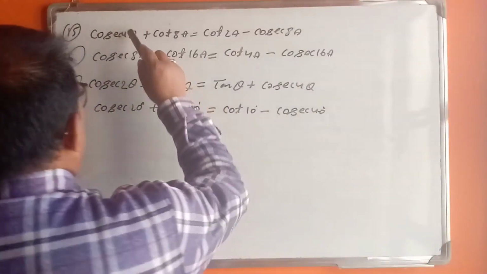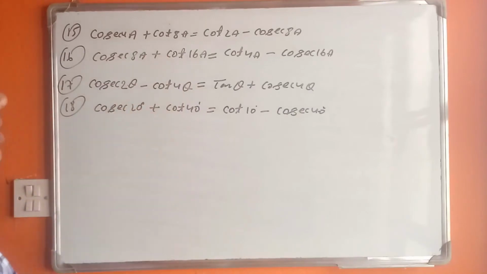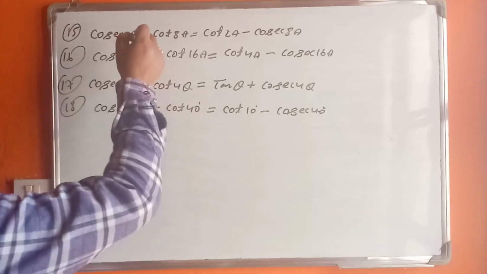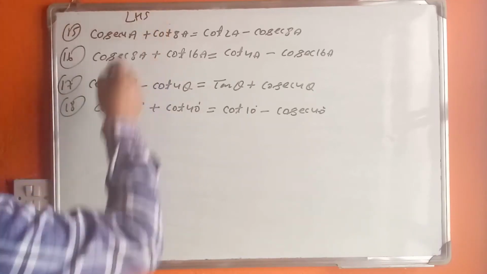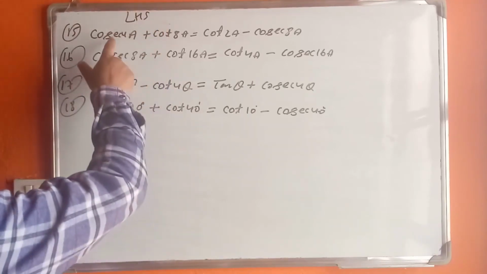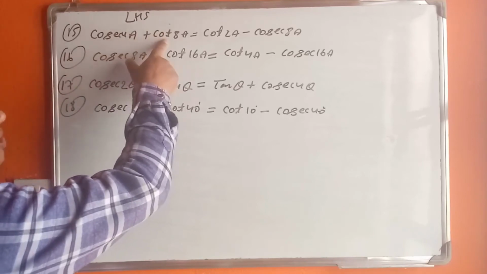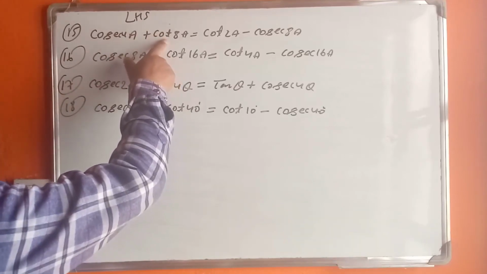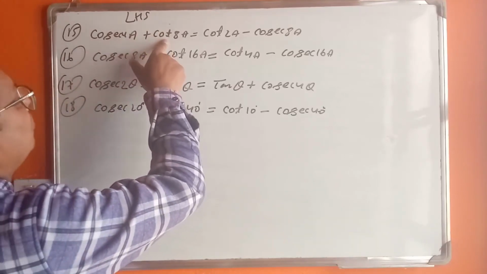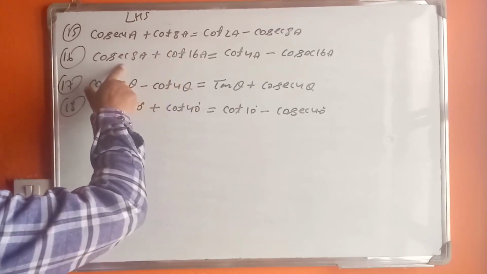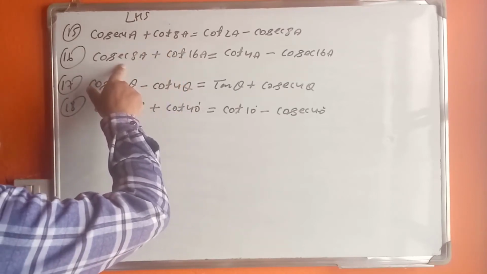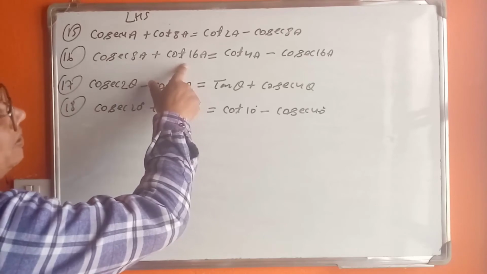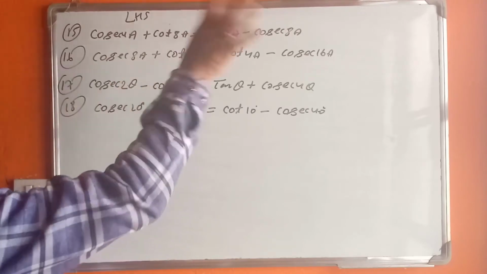These questions of 15, 16, 17, 18 you can do yourself because this is similar to question number 13 and 14. All questions do from left hand side. This cosec 4a means 1 by sin 4a. This is cos 8a by sin 8a and go through similar as question number 13. This also 1 by sin 8a, 1 cos 16a by sin 16a and same as that.